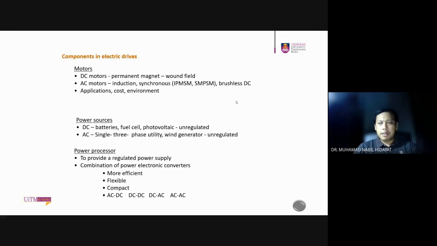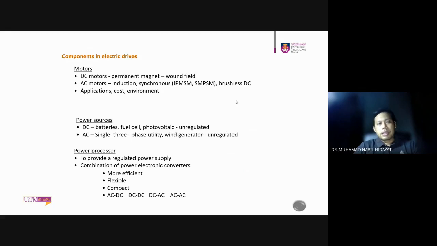So let's look back at the components of the electric drive. You have your motors. The motors can be a DC motor, a permanent magnet, or wound field. Also you have AC motor types: induction motor, synchronous, or brushless DC. We look into what suitable motor for which application, the cost of the motor, and also the environment where we put our motor.